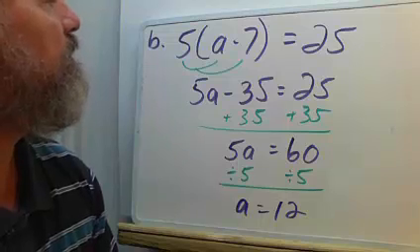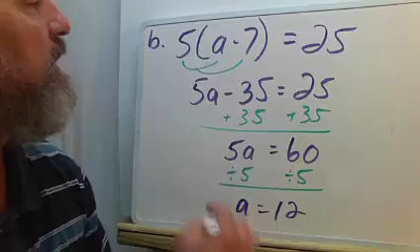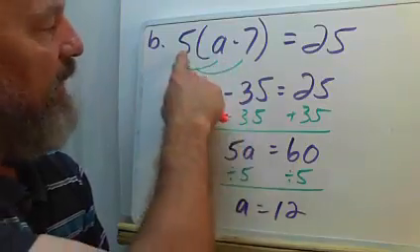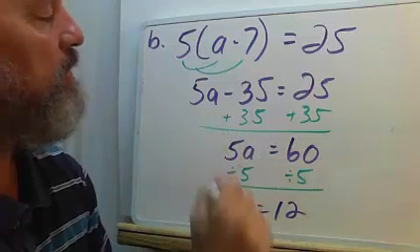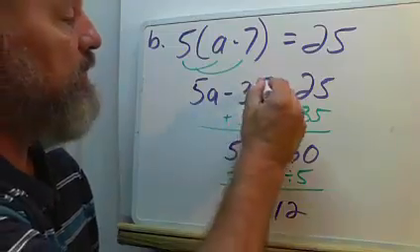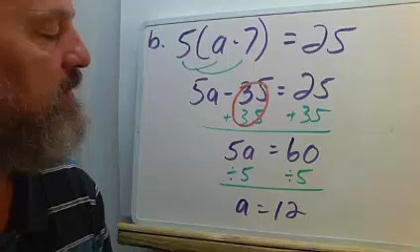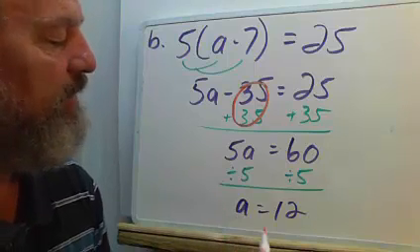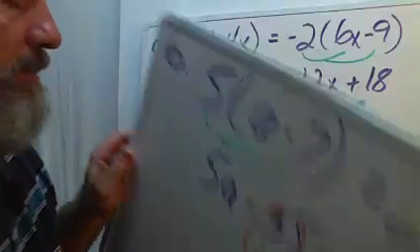Letter B. 5 times the quantity a minus 7 equals 25. We distribute here, we get 5a minus 35 equals 25. Undo the subtraction of 35 by adding to both sides. We have another zero pair here. It zeroes out. We have 5a equals 60. Divide both sides by 5. We have a equals 12. And of course, if we check that, we'll find out that that is correct.